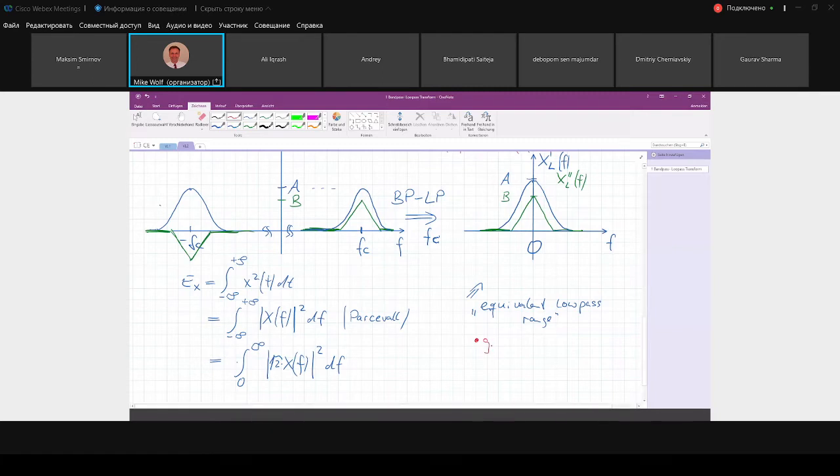So, goal: same energy, or if we take a look at periodic signals, power. Or for periodic signals, yeah, this example is an energy signal, clear, power for periodic signals.